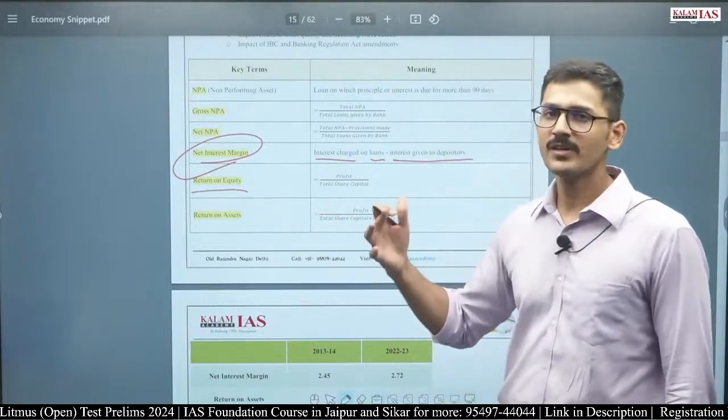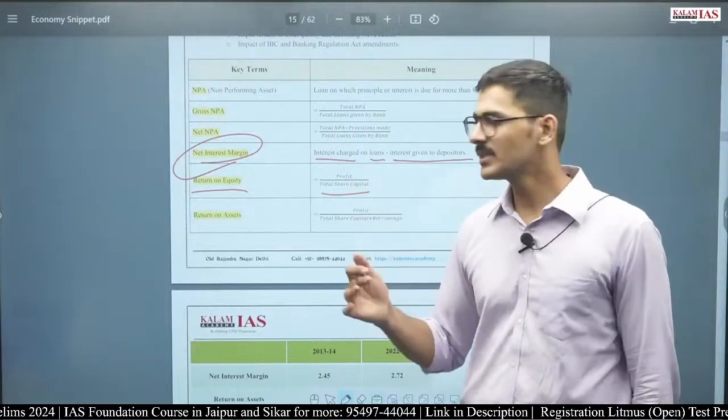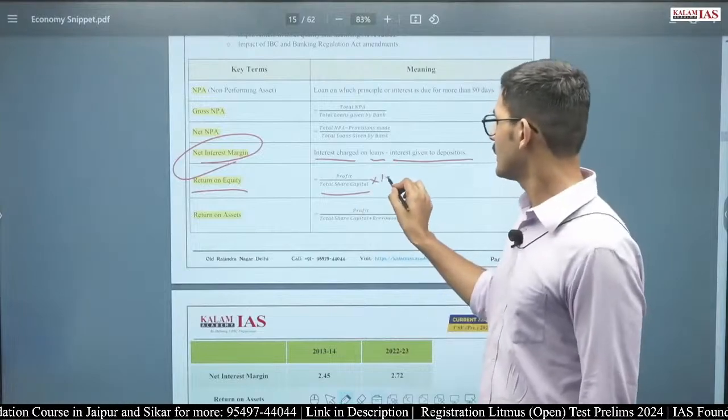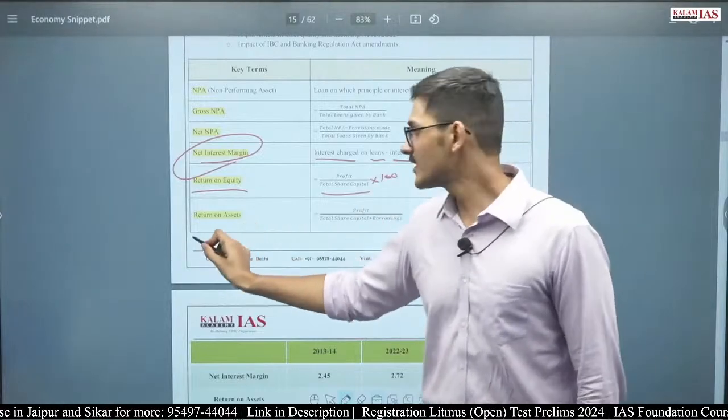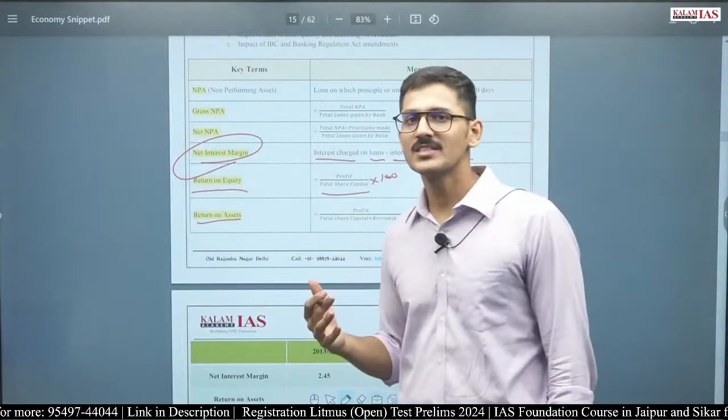It's very simple. Profit upon total equity. Total share capital and equity are one and the same thing. So profit upon total share capital, into 100 of course, is return on equity. Return on assets is profit upon total assets. How will the total assets be reflected?